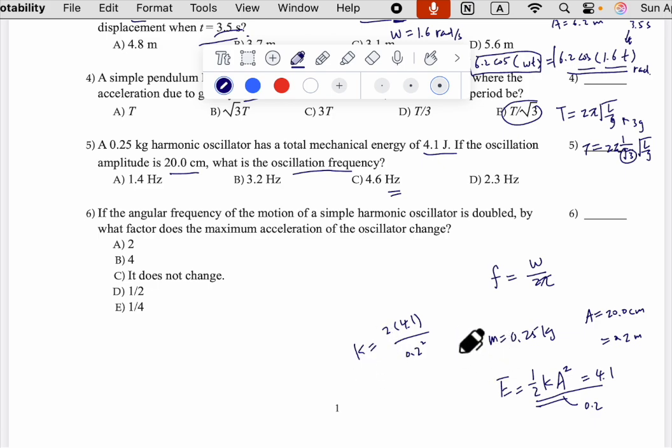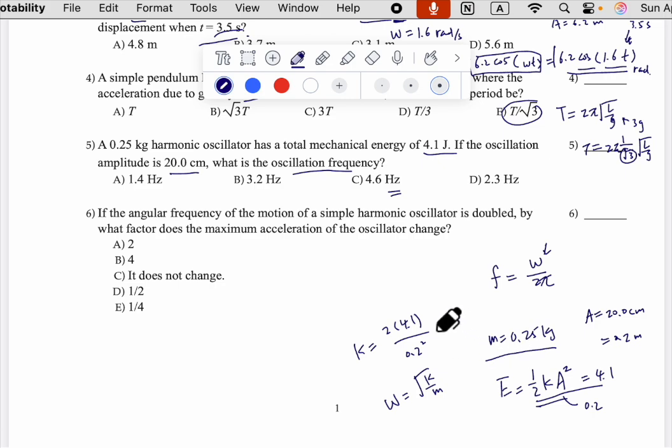Once you figure out K, then you have M, so you can figure out omega. Omega is equal to square root of K over M. And then plug omega into this equation to figure out your frequency.